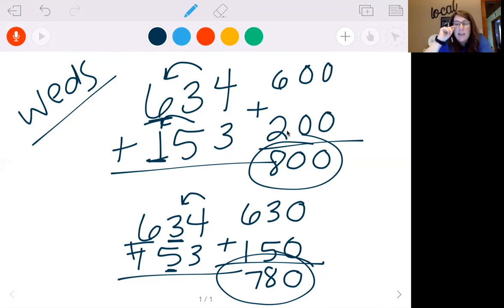Make sure you pay attention today on your quiz to the directions. Make sure that you are making the right rounding. Underline your numbers, draw your arrows if you need to. I don't think there's any front-end estimation on there, but double check. If you guys have any questions, let me know.